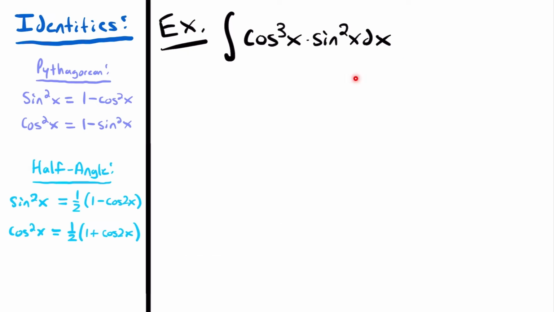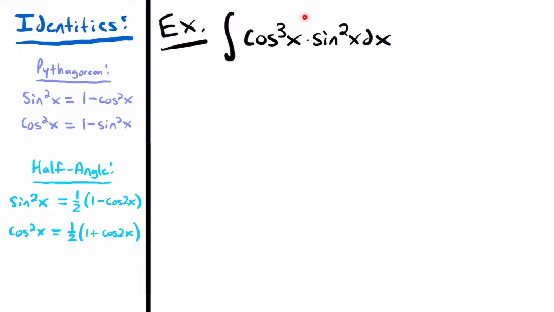All right, so here's our first example. We have the integral of cosine to the third power of x times sine squared of x dx. Okay, and then on the side here, I have our identities for us to reference. I have the Pythagorean identities and the half-angle identities for sine and cosine. And so over time, you're going to want to know these by heart, but when you're just learning how to solve these integrals, it might be helpful to just have a list of these somewhere for you to reference. But eventually, you should try to memorize these identities if you can.